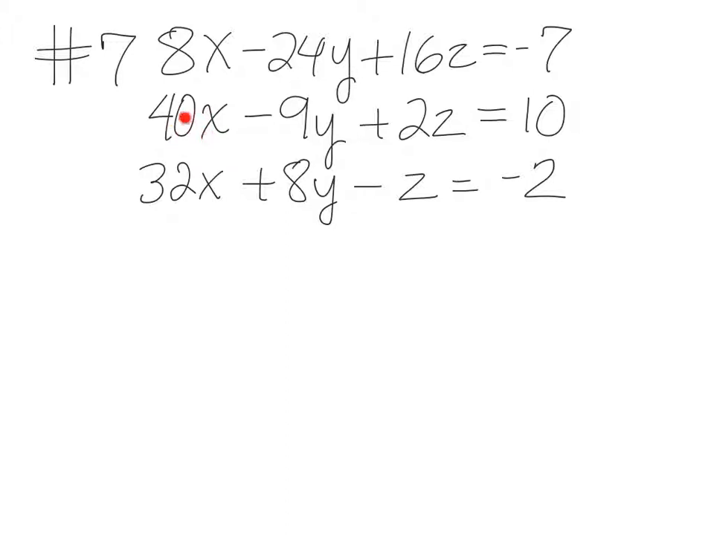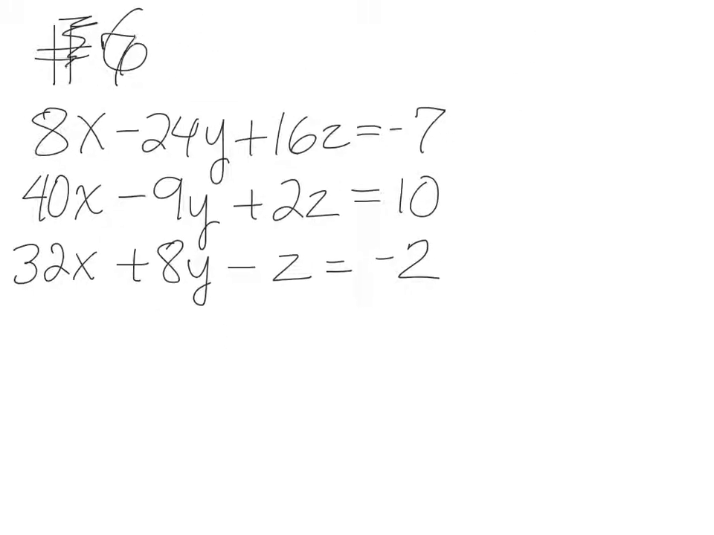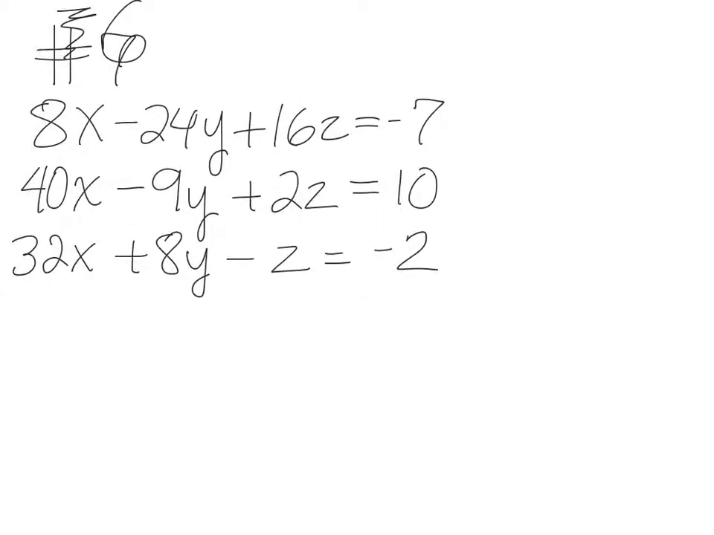Is there a way we can eliminate the 40x? I think so. By using what? Can we eliminate the 40 by using the 8? Yes, right? Okay, so let's multiply negative 5 times row 1, and then we add it to row 2, right? And then we can also do the same thing with the third equation. We can work with those. With the third one, actually, we're going to be working with the 3 of them.